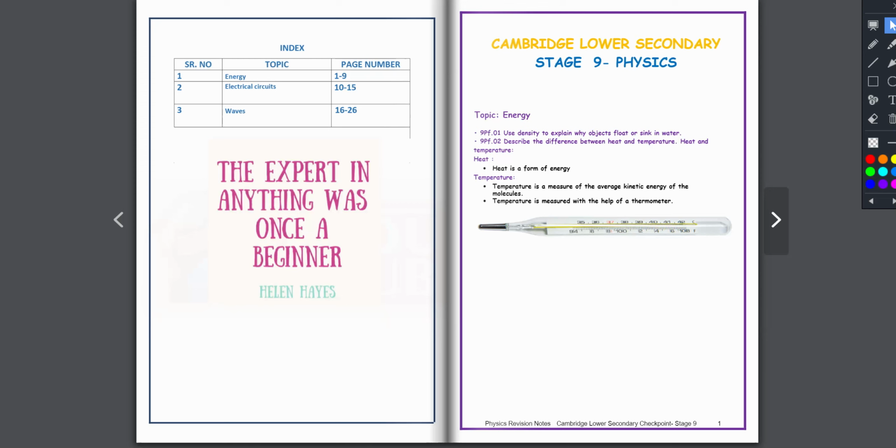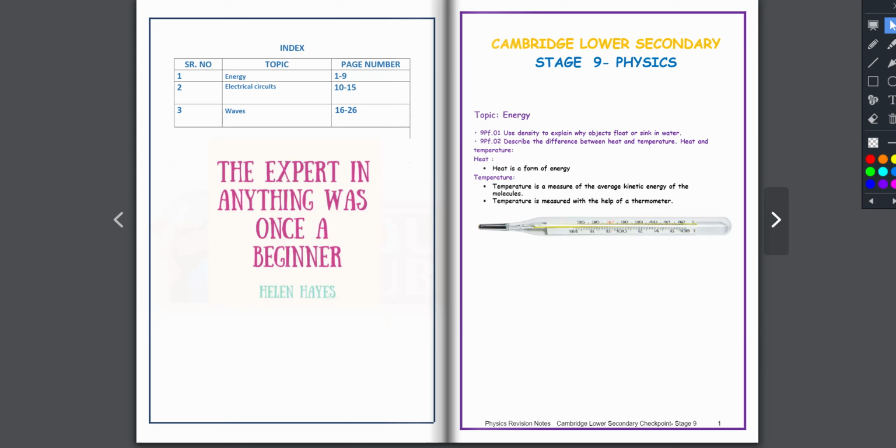Next we talk about temperature. Children generally feel that heat and temperature are the same thing, but no, heat is a form of energy, and temperature is a measure of the average kinetic energy of the molecules. For example, imagine that there are 10 molecules. Whatever energies those 10 molecules are possessing, the average of those kinetic energies is the temperature. So temperature is the measure of the average kinetic energy of the molecules.